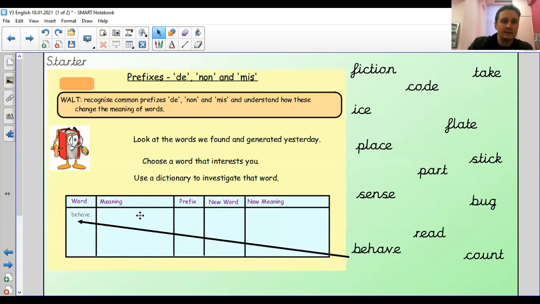Have a go at writing the meaning of it. What prefix would go before behave? What would mean that you're not behaving? Would it be debehave, non-behave, or misbehave? You'd be absolutely correct if you said misbehave. And what I want you to do then is type it into the online dictionary and find out a new meaning. You don't have to do behave, but you can choose one of these words, select the correct prefix for it, and then have a go at finding the new meaning. Please don't spend too much time doing that. I really want you to concentrate on today's lesson.